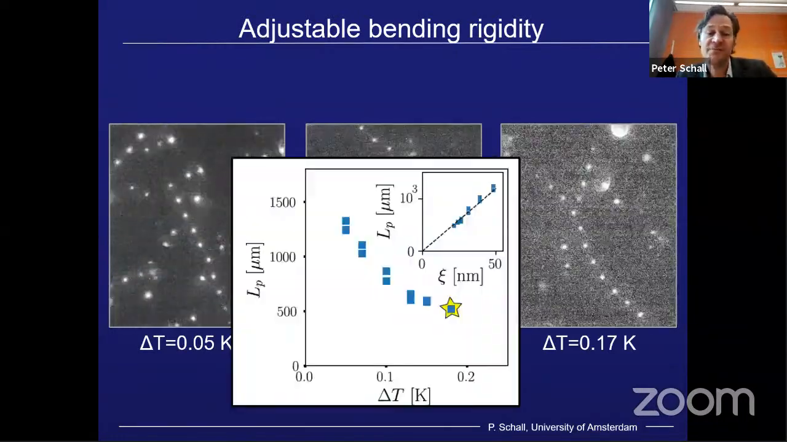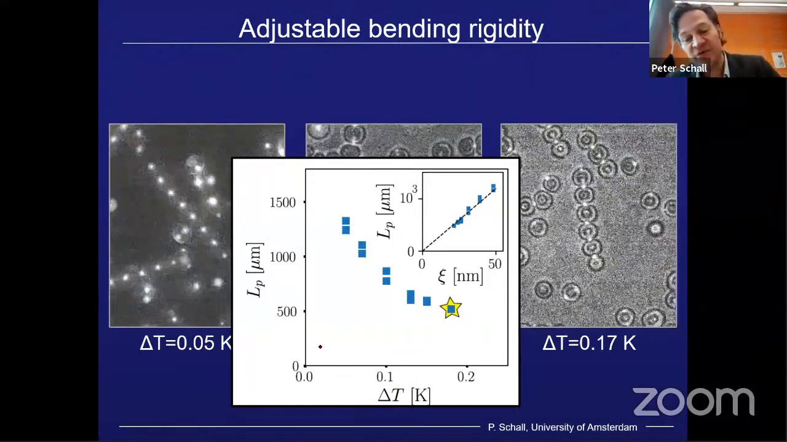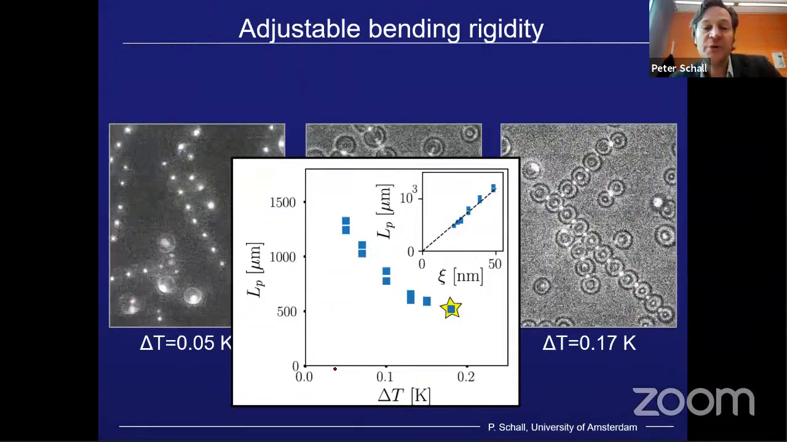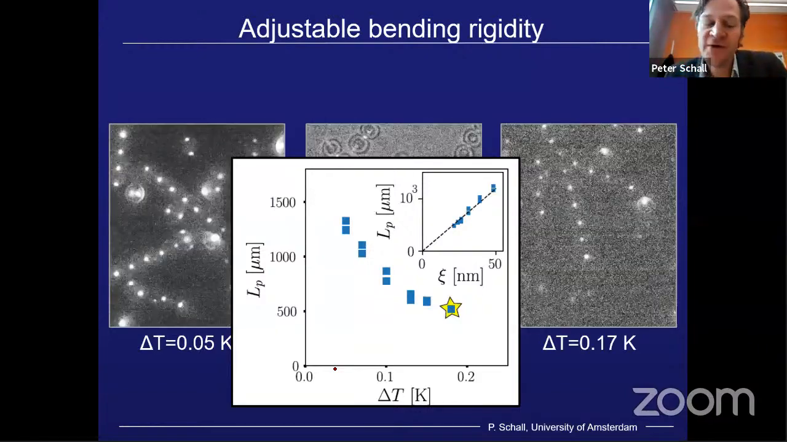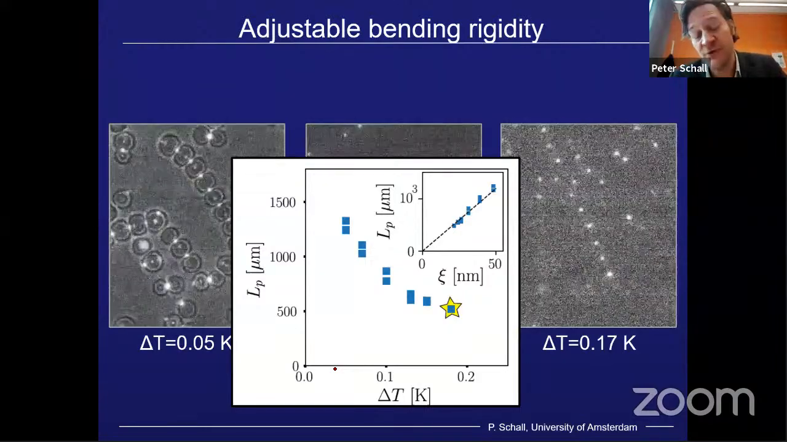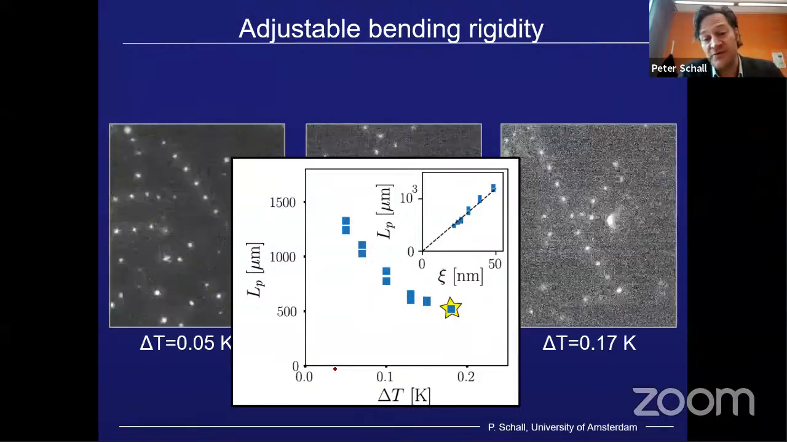Here you see typical values of the persistence length as a function of this temperature parameter, and you see that we can tune it. In fact, the persistence length is of the order of that of well-known biological filaments, for example, microtubules. And we can tune it with the attraction.